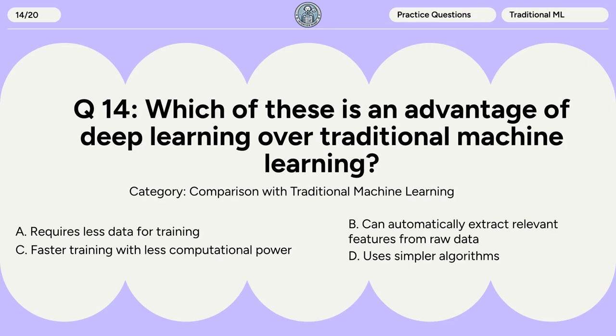Question 14. Which of these is an advantage of deep learning over traditional machine learning? A. Requires less data for training. B. Can automatically extract relevant features from raw data. C. Faster training with less computational power. D. Uses simpler algorithms.